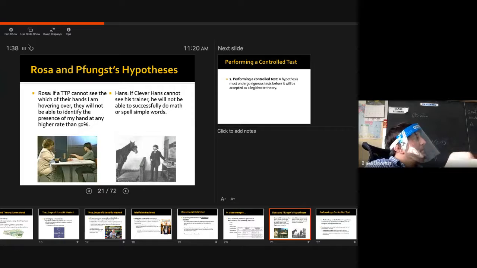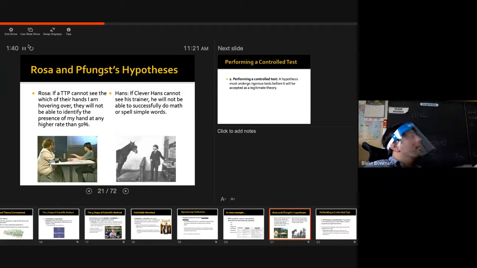So that's the hypothesis for both of those. Whenever this wants to work, there we go. Of the case studies that we talked about with Clever Hans and Emily Rosa, obviously these are about visualization. If they can't see or visualize it, then they can't fully guess or fully answer the question that is presented to them. So I think these case studies are pretty interesting when talking about the scientific method.